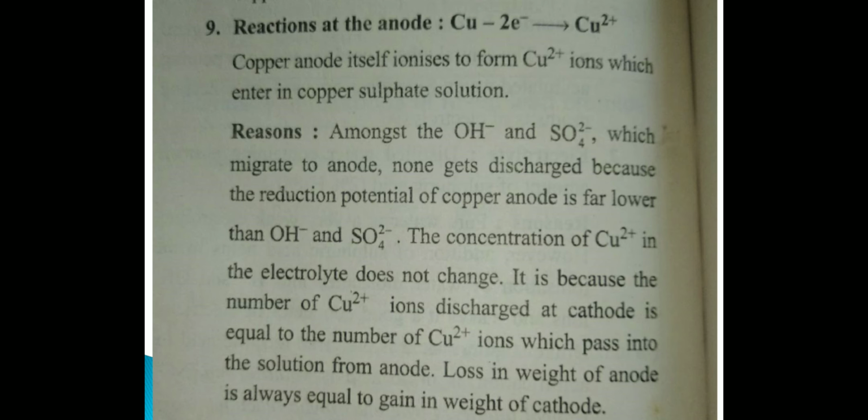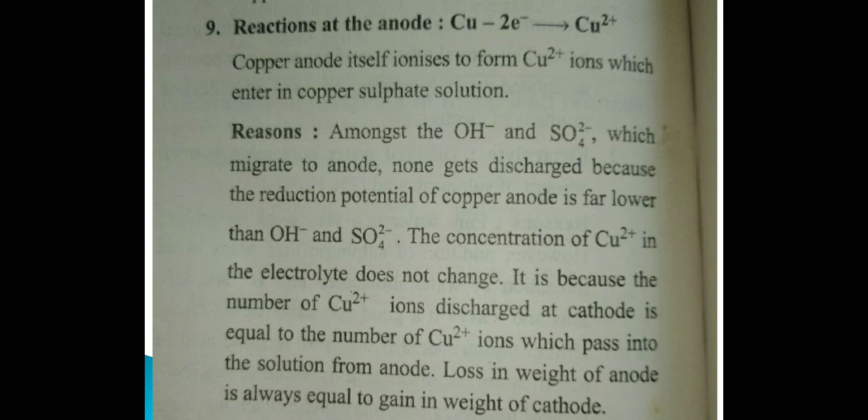Reaction at anode: Cu minus 2 electrons gives Cu2+. The copper anode itself ionizes to form copper ions which enter into the copper sulphate solution. The reason: amongst the hydroxyl and sulphate ions which migrate to the anode, none get discharged because the reduction potential of the copper anode is far lower than that of hydroxyl and sulphate ions.